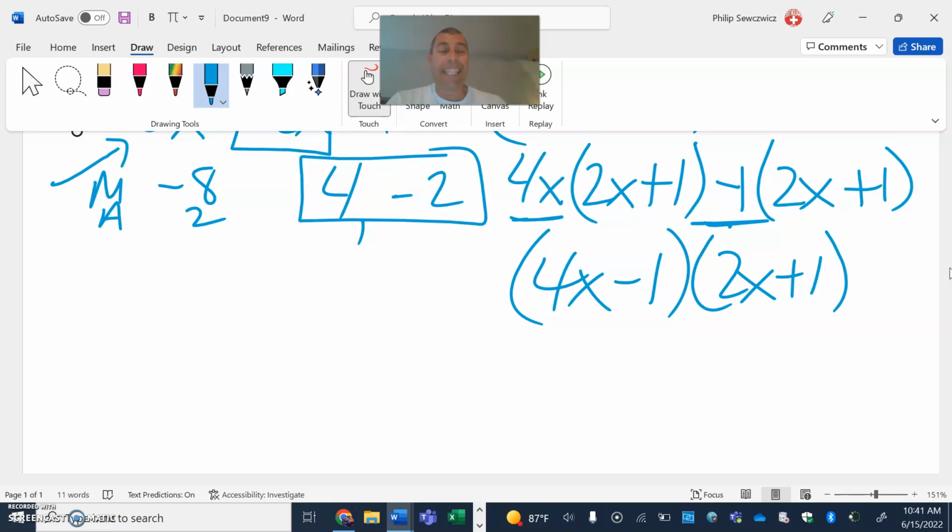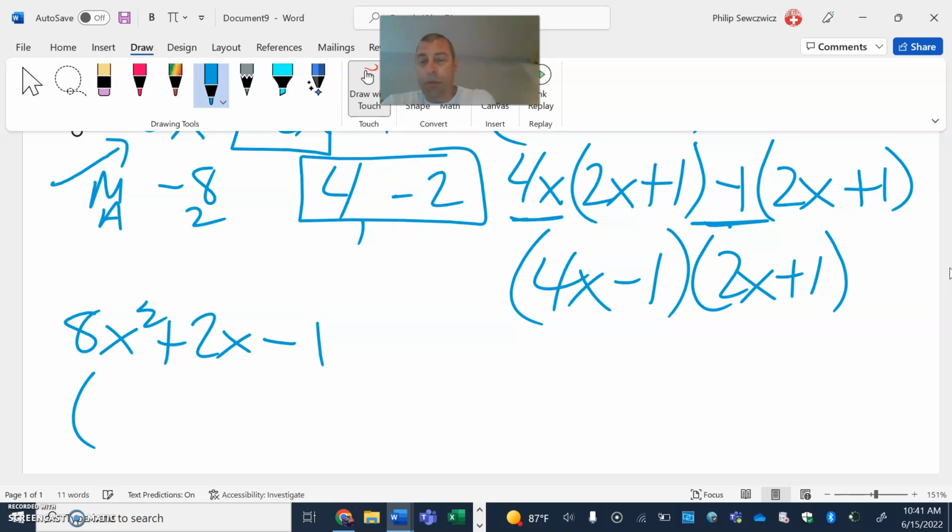If we were using the guess and check technique, well, let's go back to the original problem. 8x squared plus 2x and then minus 1. Using the guess and check technique, what we would do is throw down our two sets of parentheses, and we would have to guess and check. So the first term is an 8x squared. So I could say, well, 8x times x gives me 8x squared.